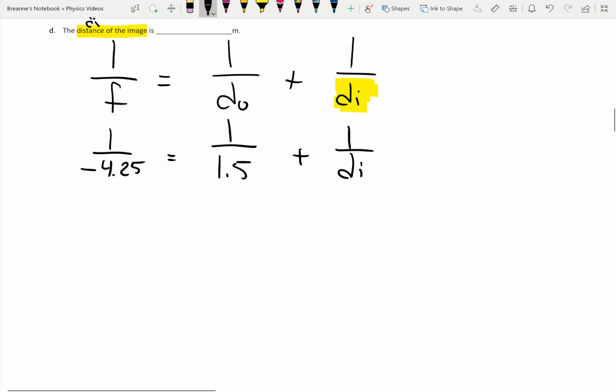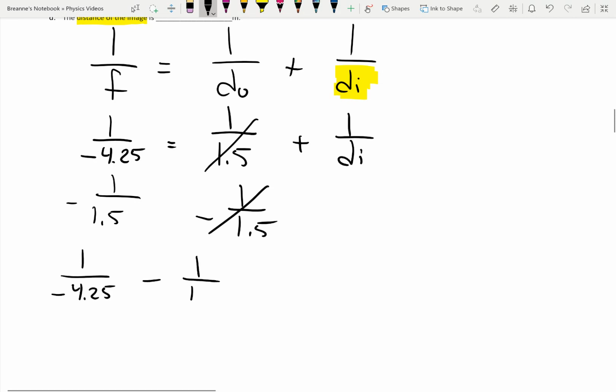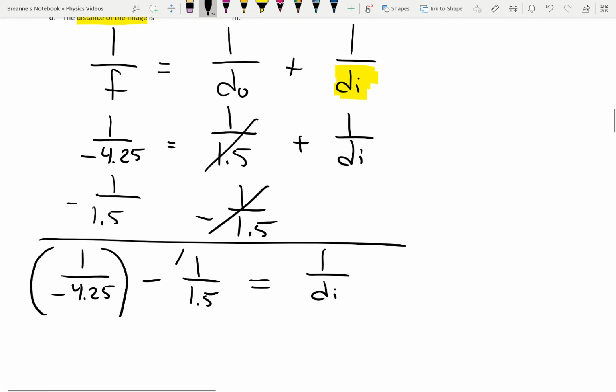We need di by itself, so this is being added. The opposite of add is subtract. What you do to one side, you gotta do to the other. So you have 1 over negative 4.25 minus 1 over 1.5 equals 1 over di. You can just plug that in your calculator. Make sure you put parentheses around that.